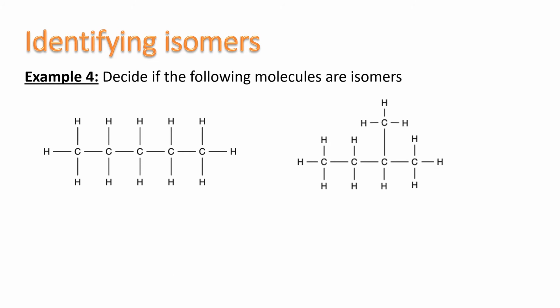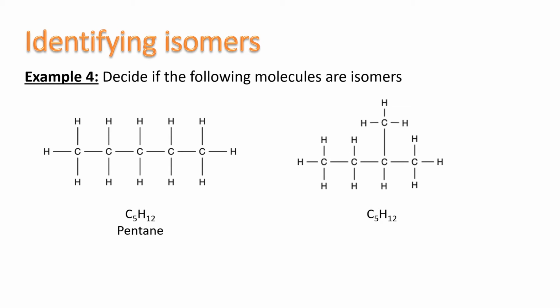Okay, on to example number 4. So starting off, we're going to look at our molecular formula. So on the left, if we total our carbons and hydrogens, we have C5H12. On the right, we also have C5H12. So they've got the same molecular formula. We now need to look at the naming. So on the left, we have 5 carbons, all single carbon bonds in a straight line, so that must be pentane.